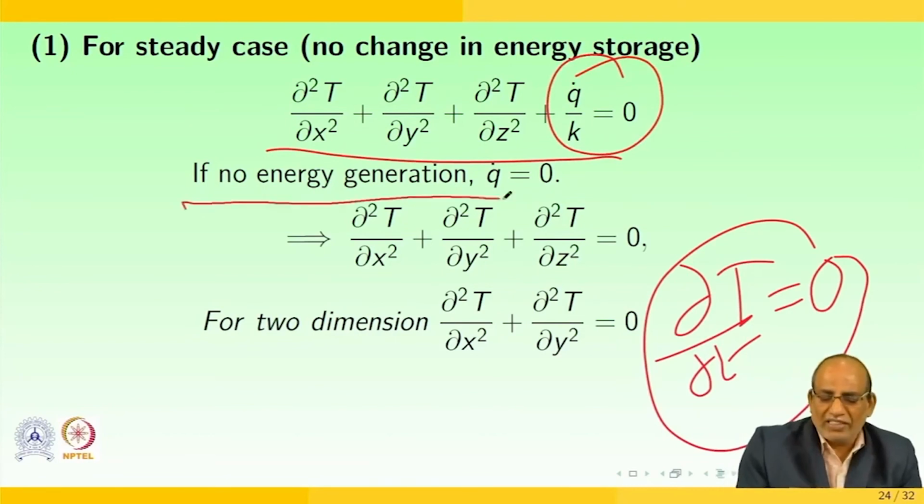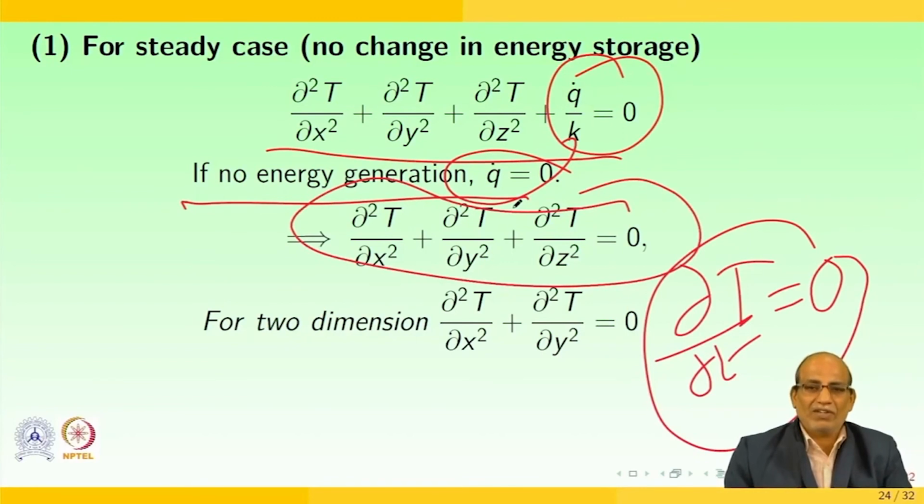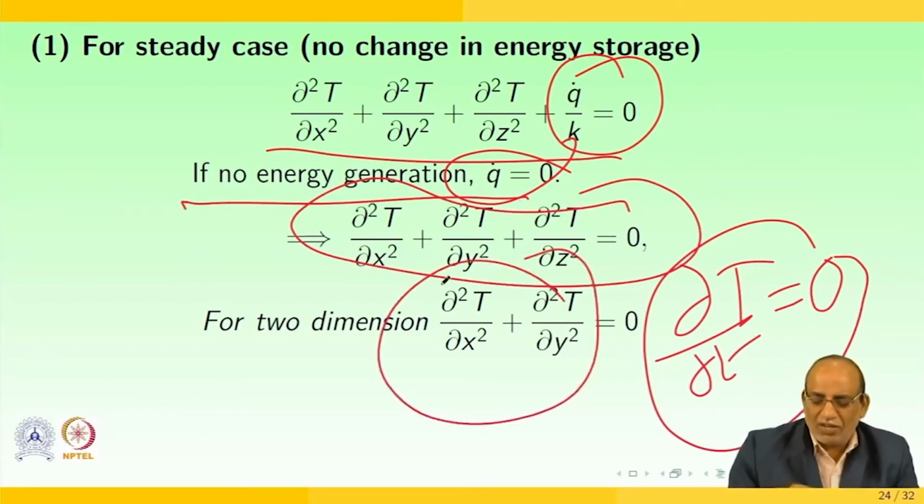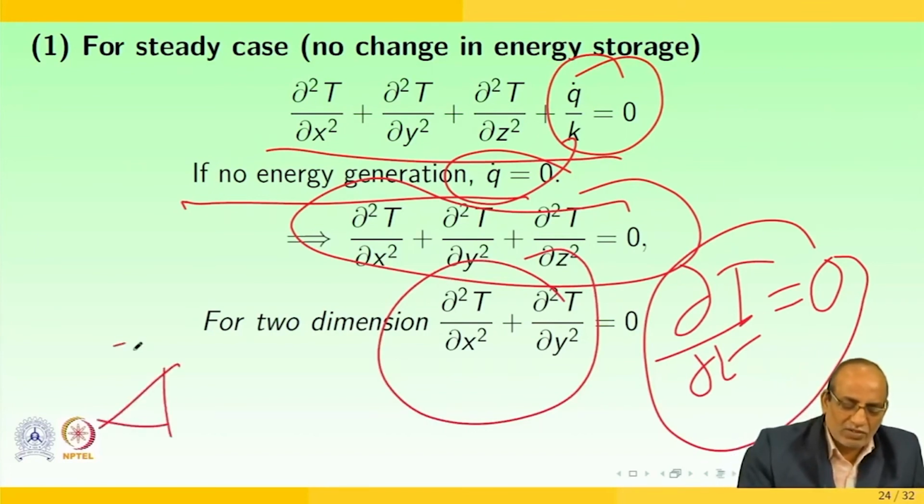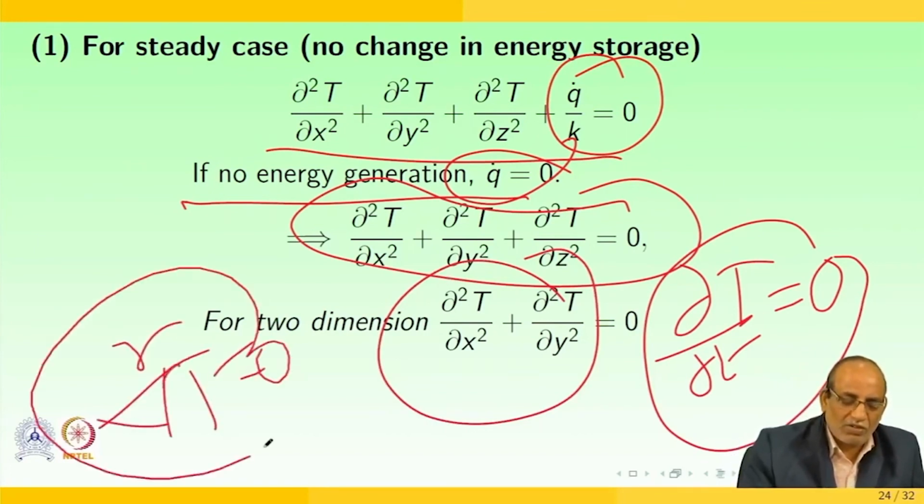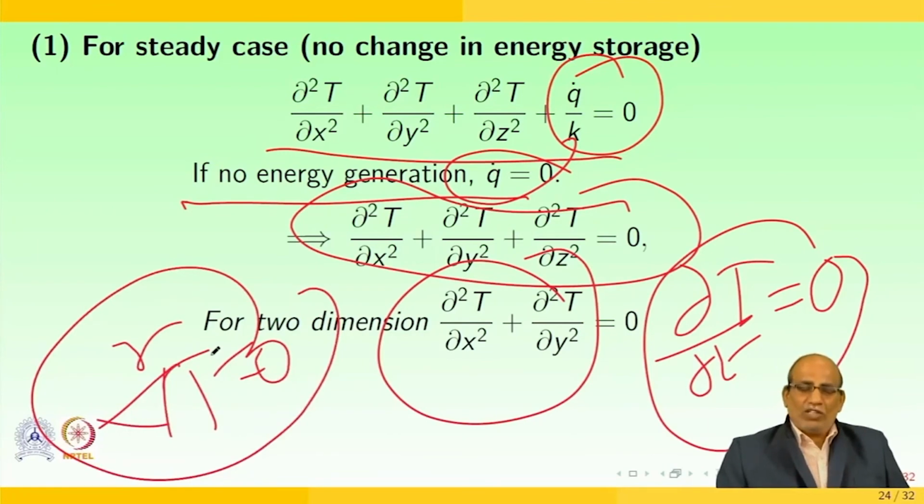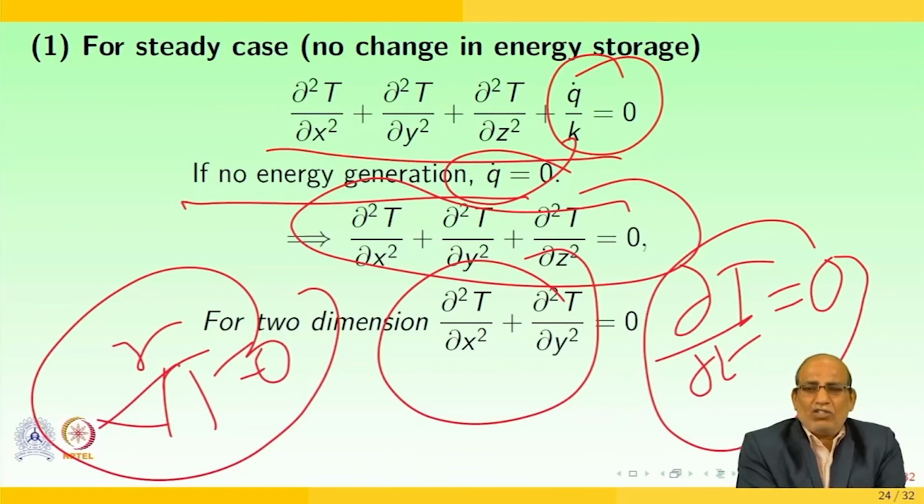If there is no energy generation, q dot by k is equal to 0, then we simply have what we call the Laplace equation. And if it is a two-dimensional case, we will have dou square T by dou x square plus dou square T by dou y square, which we write as del square of T is equal to 0, the Laplace equation. So it is very important in order to find out how the temperature distribution is known for a steady case and for a two-dimensional case and so on.